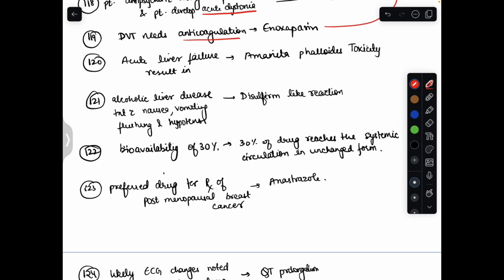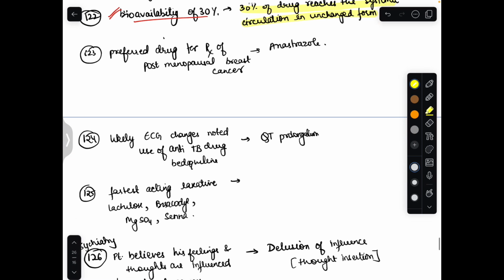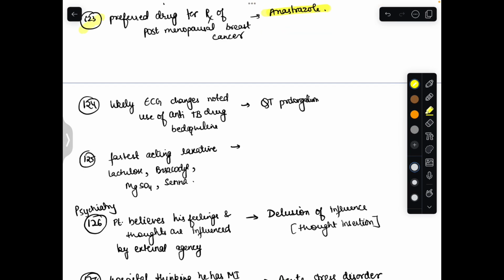Acute liver failure results from amanita phalloides toxicity. Alcoholic liver disease presents with nausea, vomiting, flushing, and hypotension. For this, the correct answer is disulfiram-like reaction. Bioavailability of 30% is there. So how can we say that this question was there, and this is the correct answer for this question, that 30% of drug reaches the systemic circulation in unchanged form. What do we mean by this statement? Bioavailability of 30%.